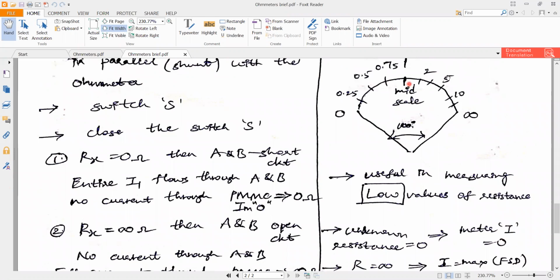The scale will be like this. On the left hand side it is 0, and on the right hand side it is infinite. The markings are 0.25, 0.5, 0.75, 1, 2, 5, 10, like that. It will be in hundreds or thousands format, depending upon the requirement. In the middle, this point I am going to consider as the middle scale. This is a brief explanation regarding the series ohm meter and the shunt ohm meter. We will see an in-depth explanation.